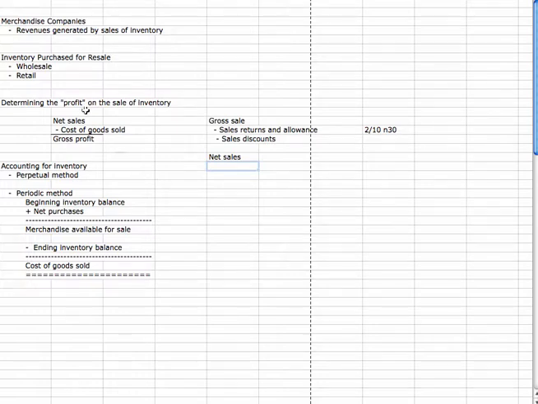So net sales is pretty straightforward to figure out. Once again, gross sales minus sales returns and allowances minus sales discounts. Now, cost of goods sold has its own calculation.